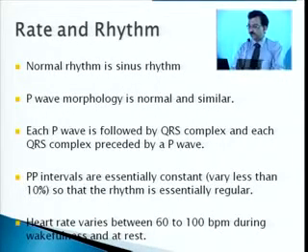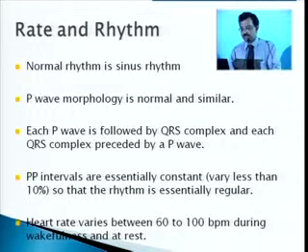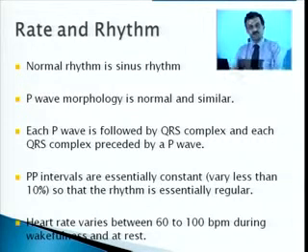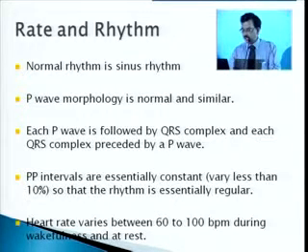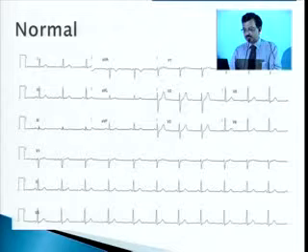Now coming to the rate and the rhythm, a normal sinus rhythm is sinus. The P wave morphology is normal and similar. Each P wave is followed by a QRS. What is sinus rhythm? That is the definition. Each QRS complex is preceded by a P wave, and the PR interval varies by less than 10%, so that there is not much irregularity, and heart rate varies between 60 to 100. So this is a normal ECG.